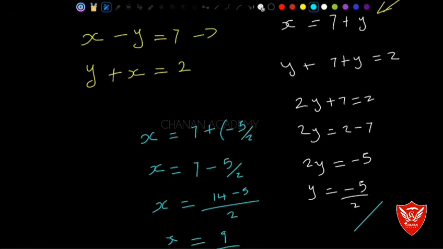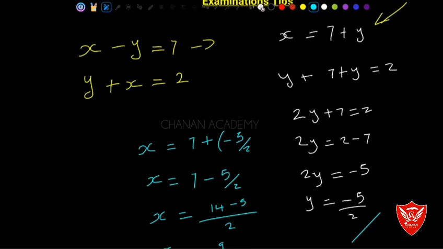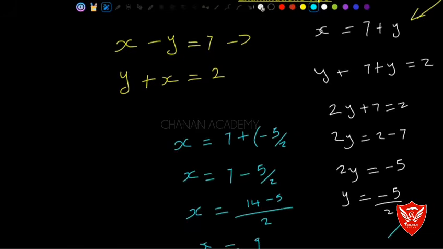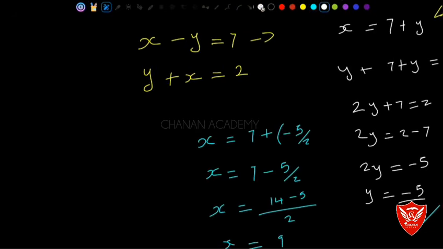So don't forget to check your answer. That's the second exam tip I'll tell you. Always try to check your answer. You substitute your answer in the main equation to see if it is correct. Now we have solved for y and x. So let's try to substitute our answer to see if it is correct or wrong. Now we have x to be 9 over 2 and our y to be minus 5 over 2.